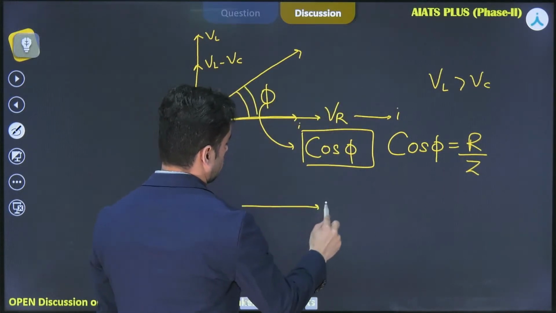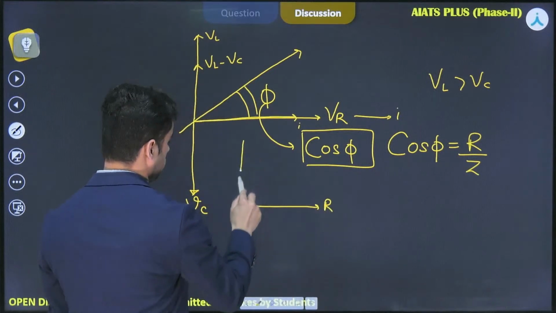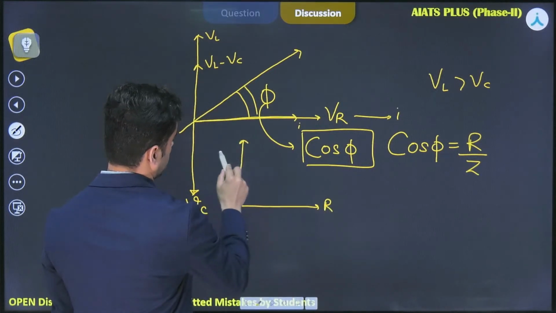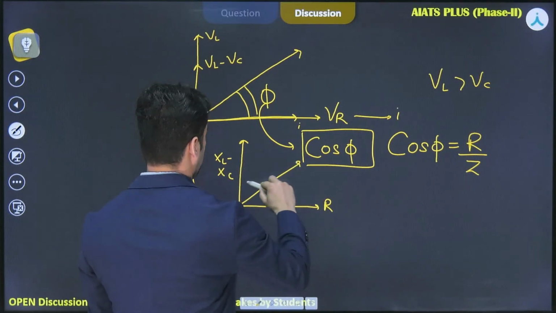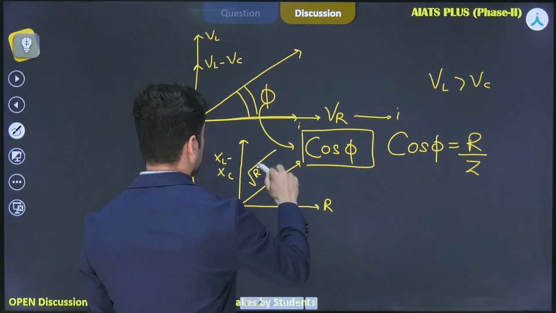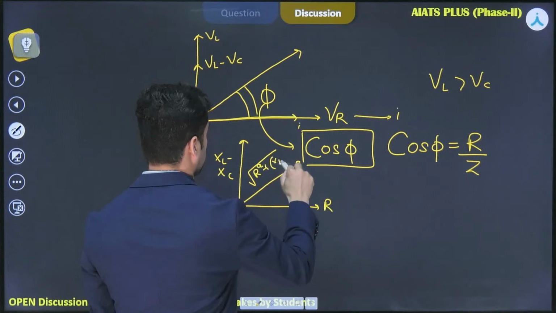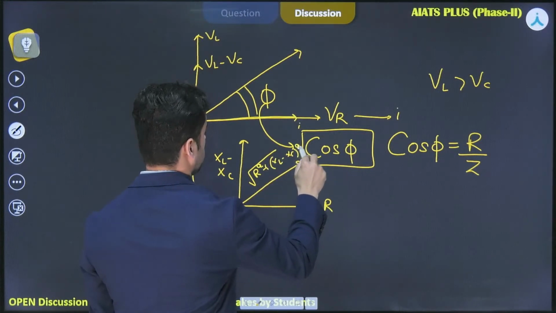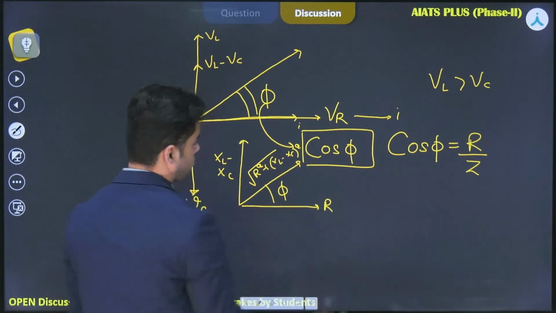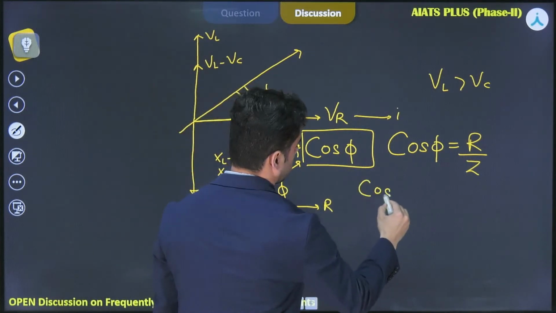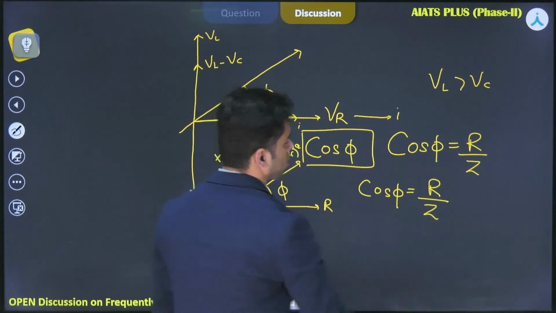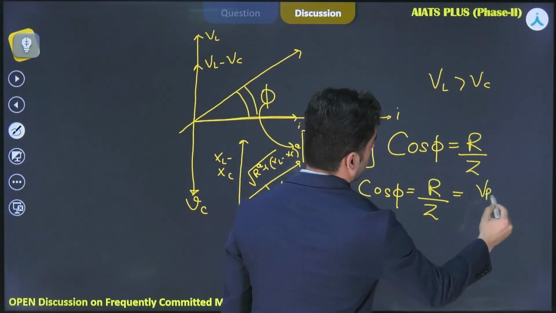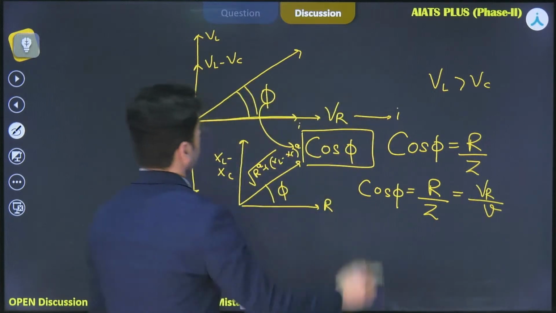Here is your R, here is your XL minus XC, and this would be under the root of R square plus XL minus XC whole square. So this angle cos phi will be equal to R by Z, or it can also be written as VR by V.